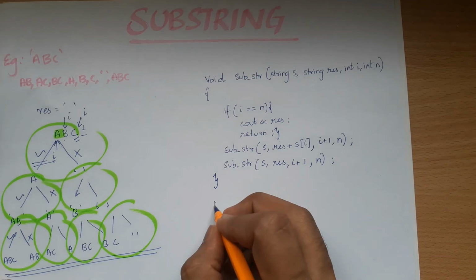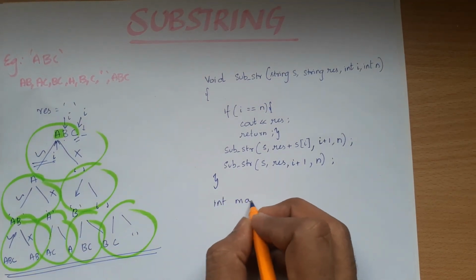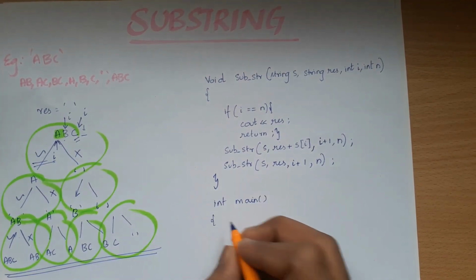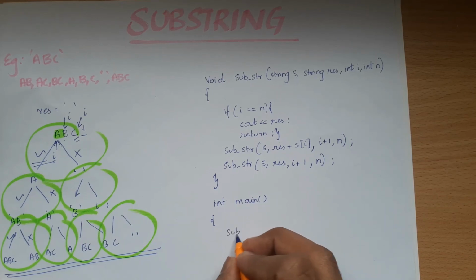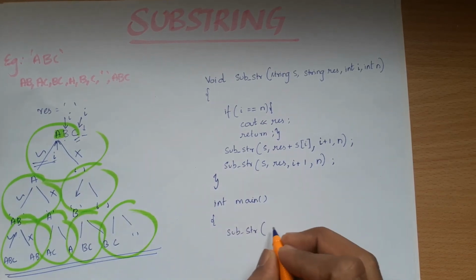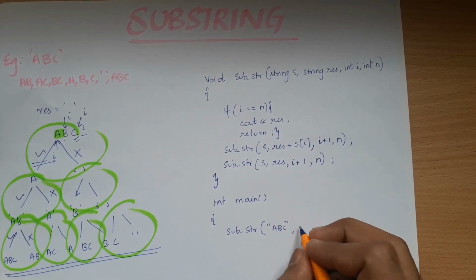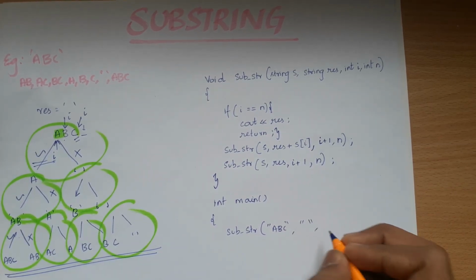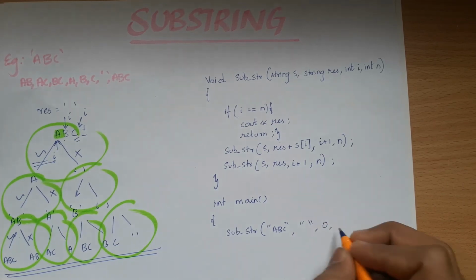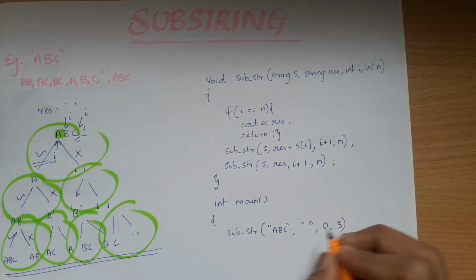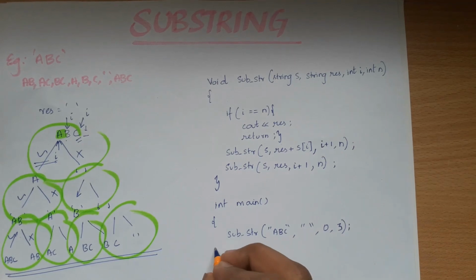Just to initialize, in main we call this function substring with the string abc, or in your case anything, and result should be initialized to empty. I for us is 0, and N, in our case with abc, is 3.